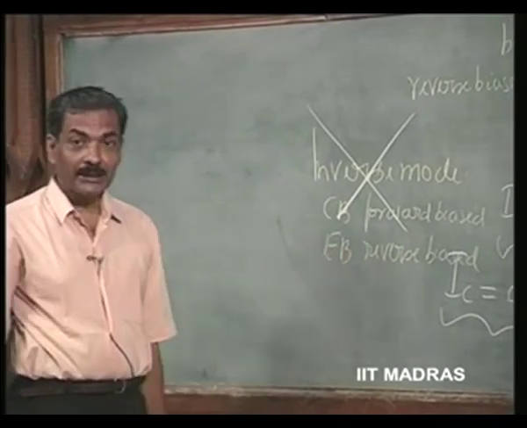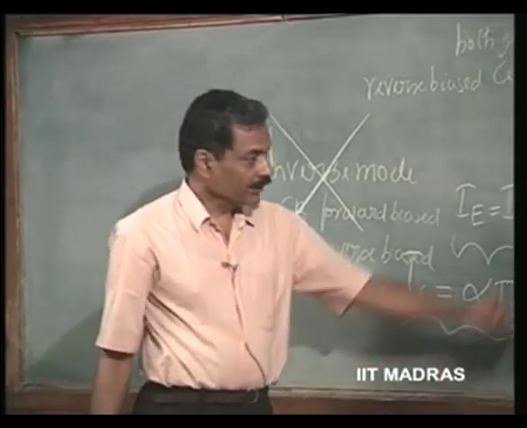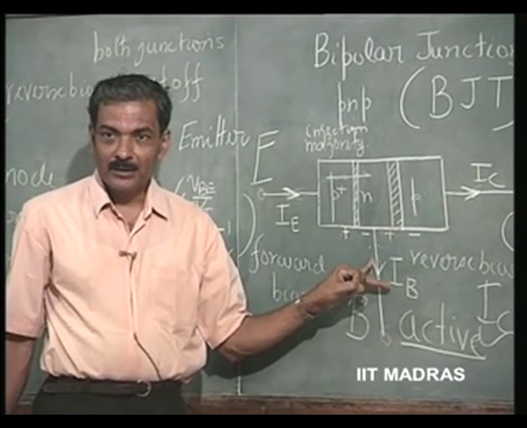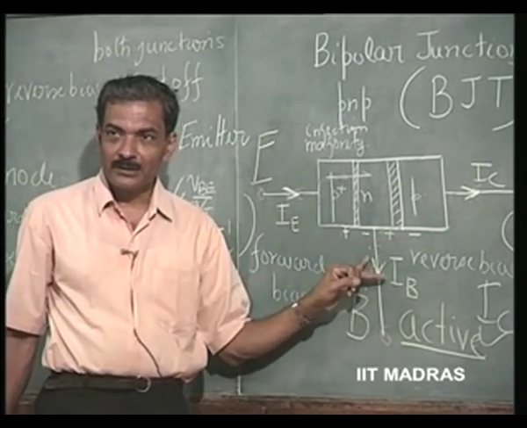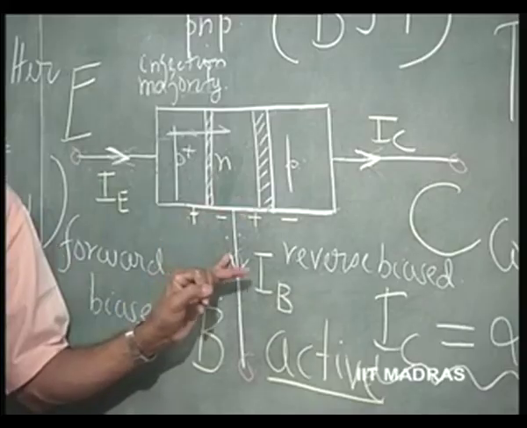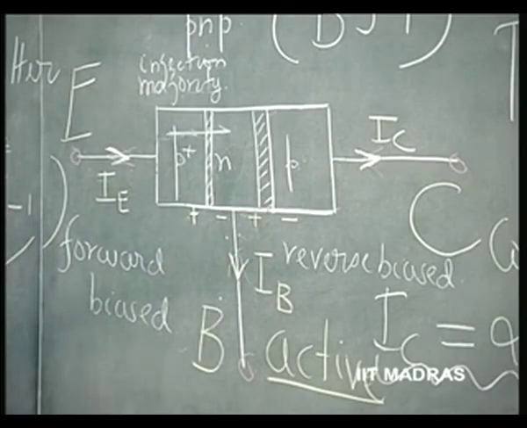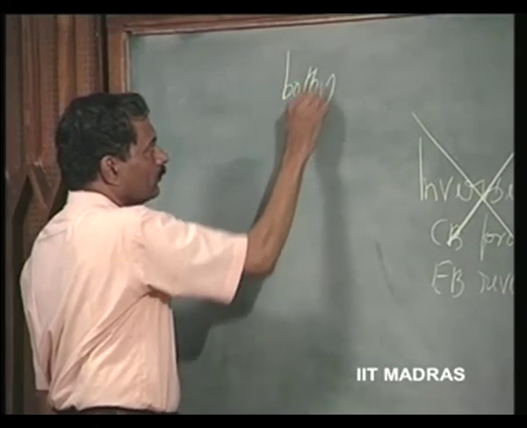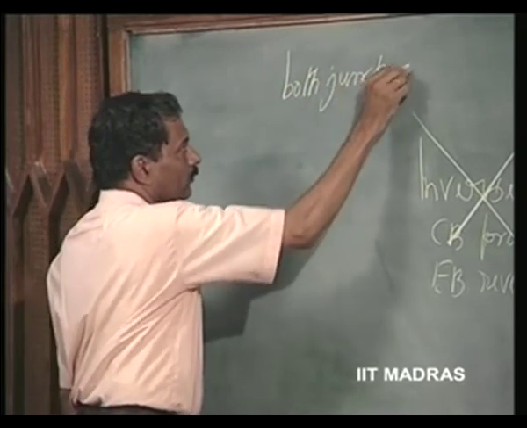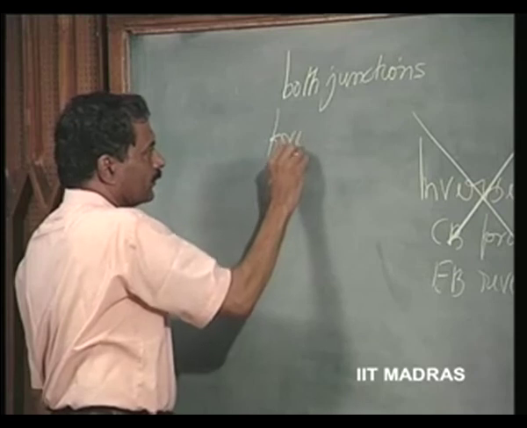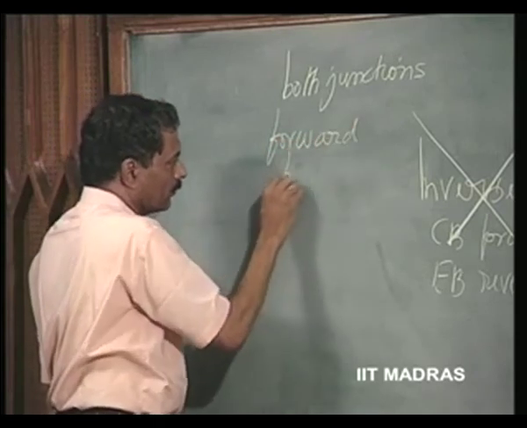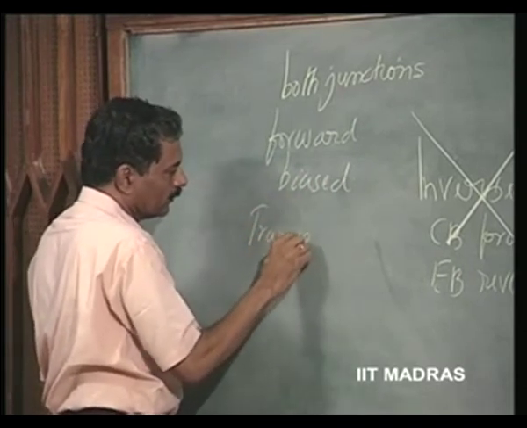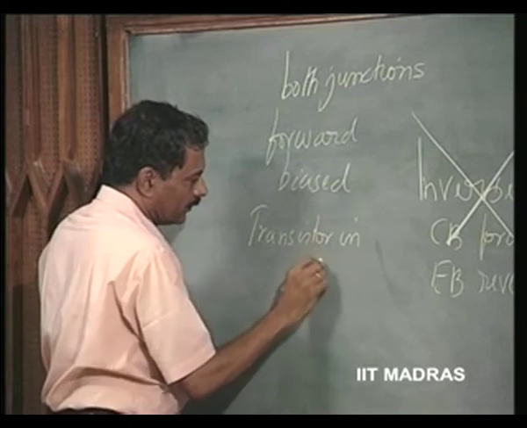Then both junctions forward biased: this junction is forward biased, this junction also is forward biased. That means both junctions are short circuits. So, the entire transistor is a short circuit, or the transistor is said to be in saturation. Both junctions forward biased, transistor in saturation.